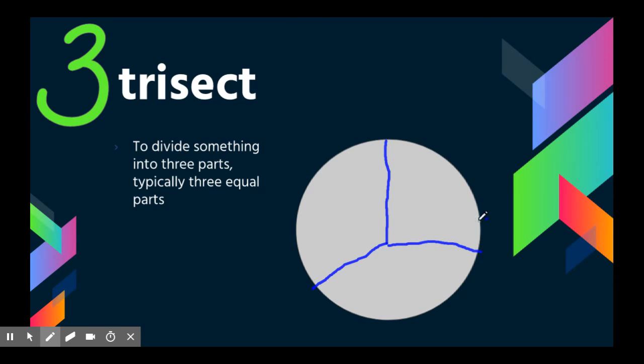So we're going to pretend that I divided this into 1, 2, 3 equal parts. I don't think I did such a good job. But if these were 3 equal parts, we would say that I trisected this circle. So on your homework, I want you to trisect that rectangle.